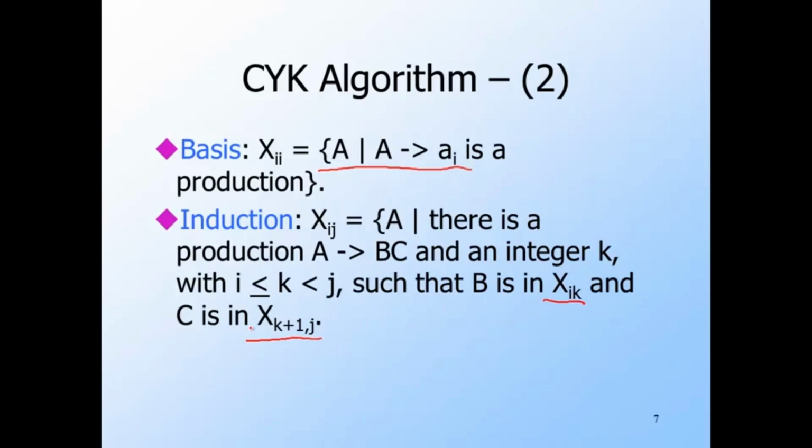In order for a variable A to derive a_i through a_j, there must be some production, say A goes to BC, where B derives a_i to a_k, and C derives the rest. That is, for each k between i and j minus 1, we look for some B in X_ik and some C in X_k+1,j, such that BC is the body of an A production. If for any k, B, and C we find such a production, we add A to X_ij.